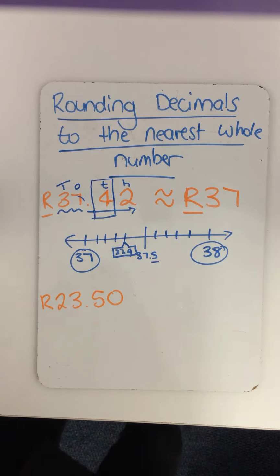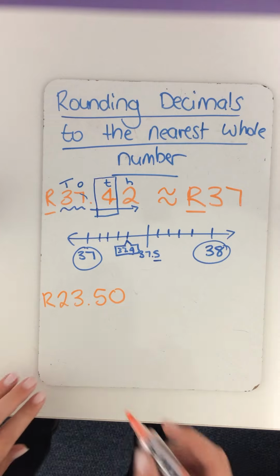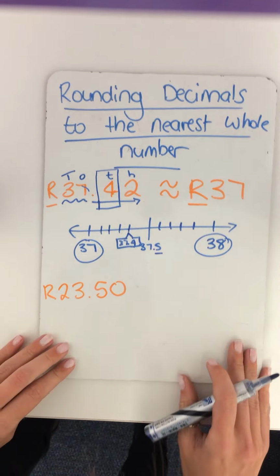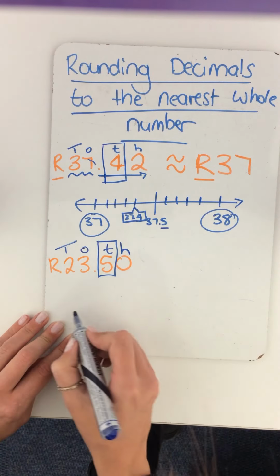Let's do another example. Here I have 23 Rand and 50 cents, 23.50. So I'm going to draw my number line to help me. But before I draw my number line, I need to put my place values. 3 is in the ones, 2 is in the tens, 5 is in the tenths, and 0 is in the hundredths. When I'm rounding off, I look at the number that's in the tenths place.